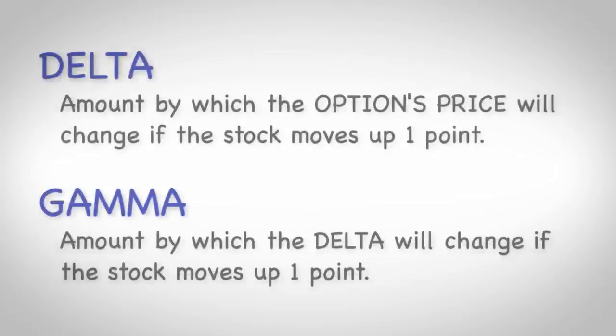Okay, so you just learned about delta and gamma. These are the 2 option Greeks that help us understand how an option's price will be affected by changes in the underlying stock price.